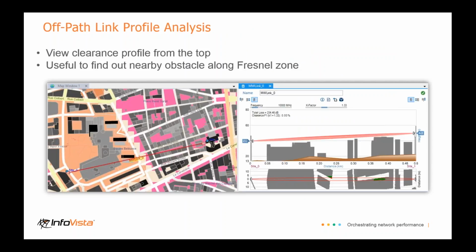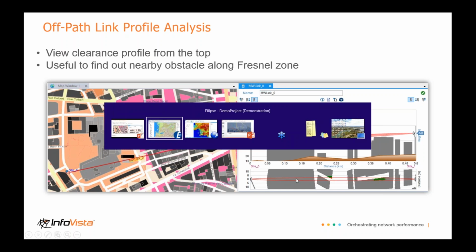Off-path link profile analysis. Sometimes your link is actually not obstructed on the vertical plane. If I just look at the vertical plane, the typical profile, I'm going to see that there's no obstruction. However, for some reason, that is showing up as red. The reason is that I have a lateral obstruction. That's actually the same one I showed you in 3D. You probably noticed that.